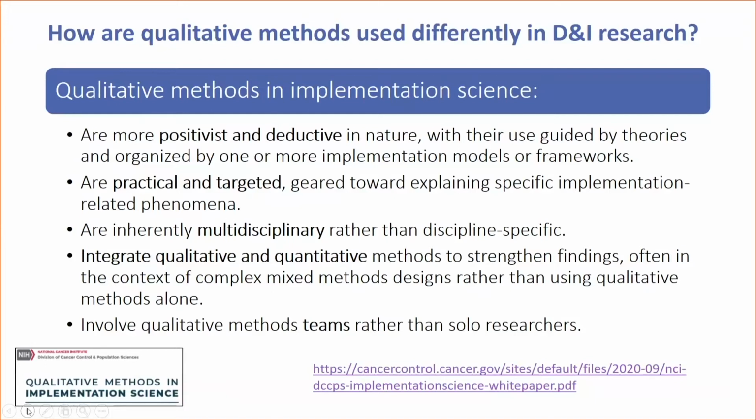We're also doing work that tends to be highly practical and targeted. So we're, with our qualitative methods, often explaining specific implementation-related phenomena. We're doing this work in a multidisciplinary fashion. So instead of being in our own disciplines, we are working with others who bring different expertise to the table. And this point is going to come up again as we talk about mixed methods, because this is also really relevant to mixed methods. Typically, our implementation evaluations are mixed methods, and this helps to strengthen our findings. And we really need multiple ways of understanding what's going on in D&I research in order to capture the full range of processes and outcomes.